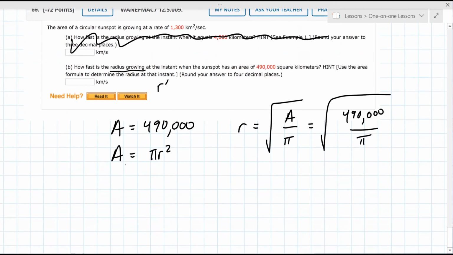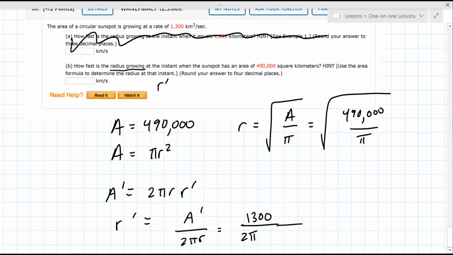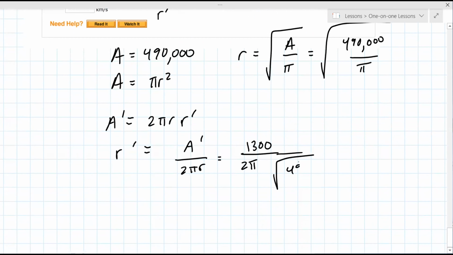R prime comes from the derivative of this function. This derivative is A prime equals 2 pi r prime. So when you solve for r prime again, you need A prime over 2 pi r. A prime is 1300 from the previous problem, over 2 pi. And see, if you didn't know the radius, that's where you would get stuck. You would say, well, what's the radius? That's why this information is given. Okay, so the radius is the square root of 490,000 over pi.